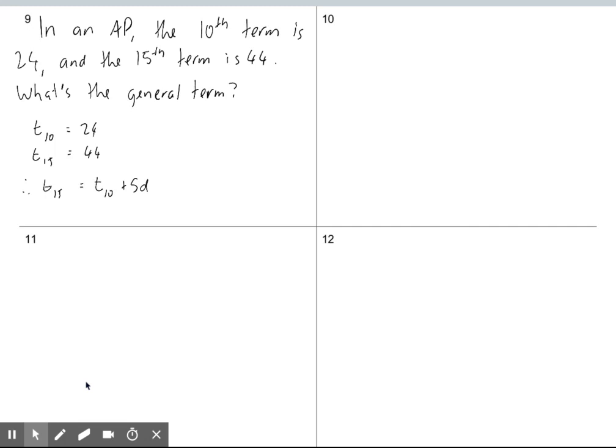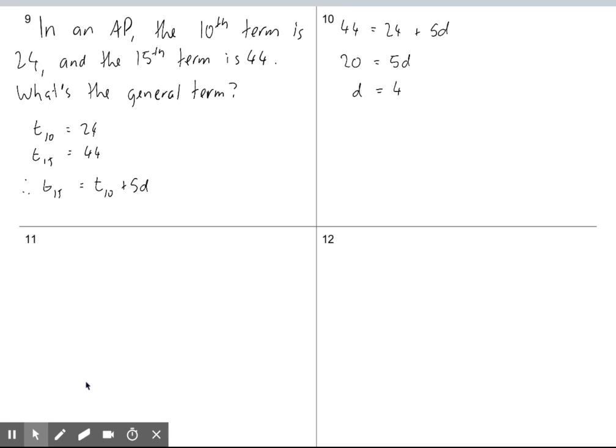Why is that good? Well, because it's now an equation where we know 2 of those unknowns, so we can substitute them in. We can say that 44, the 15th term, is equal to 24, the 10th term, plus 5 lots of D. I'm going to subtract 24 from both sides, and I'll get 20 is equal to 5D. Then I'll divide both sides by 5, and I'll get D is equal to 4. So we've now got the common difference.